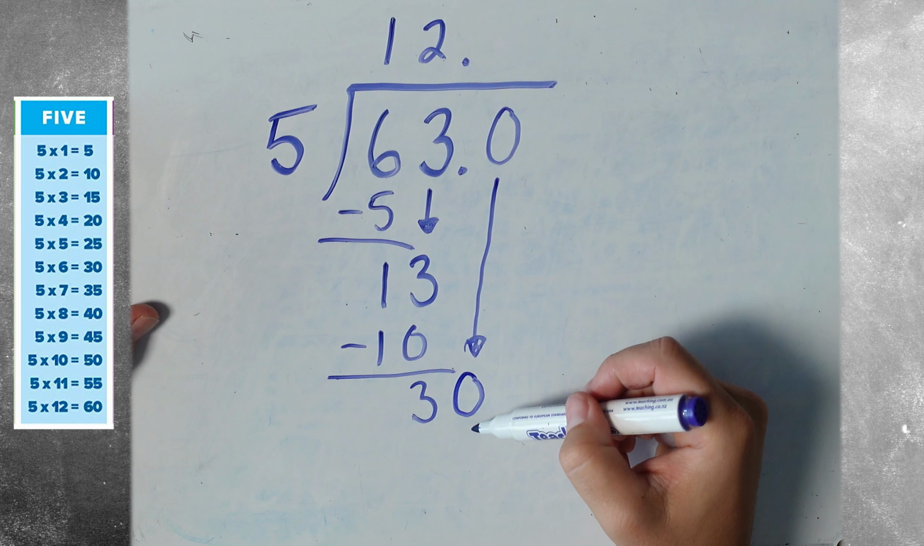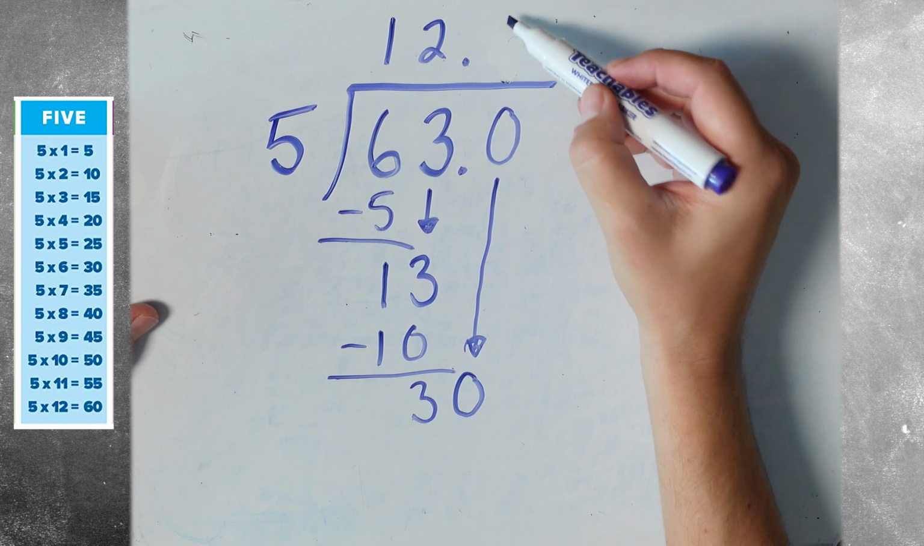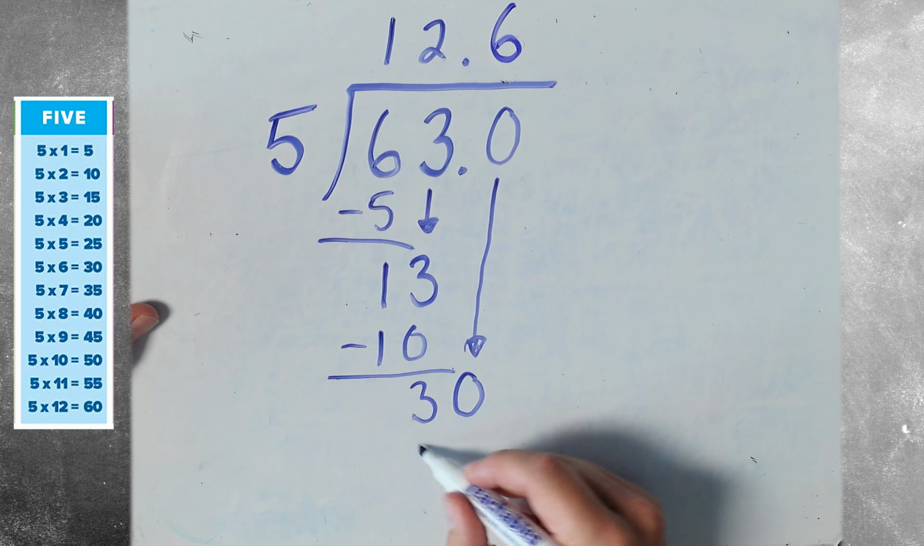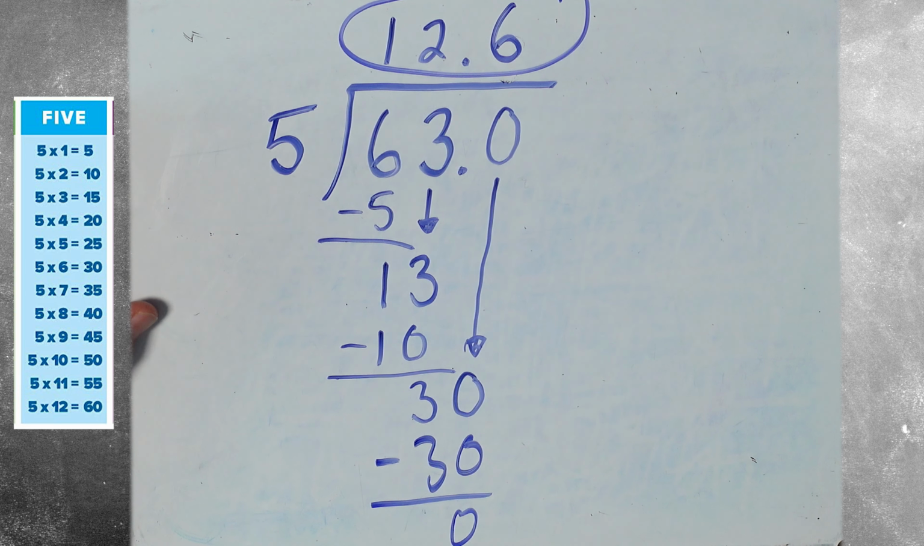How many 5s go into 30? Well, 5 times 6 is 30. Check there's no remainders. There's not. So you should have that as your answer.